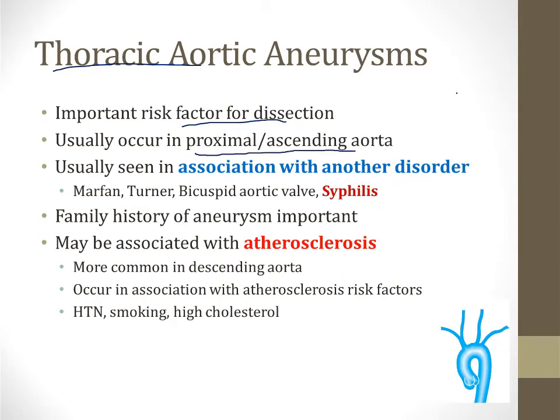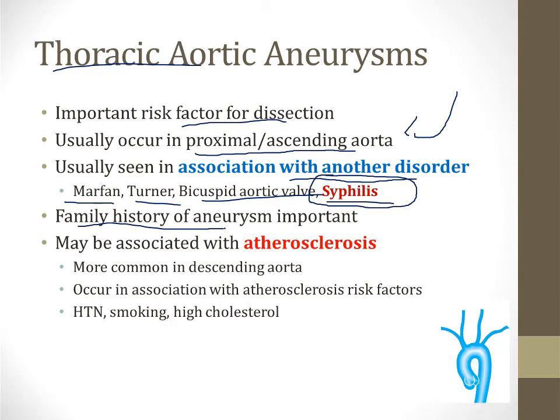Remember what I told you before, this is where the tension is highest. And usually thoracic aortic aneurysms are seen in association with some other disorders. So they're seen in patients who have Marfan syndrome, Turner syndrome, bicuspid aortic valve, or syphilis. And I've bolded syphilis because, like I told you before, decades ago this was far and away the most common cause. New and emerging data says that family history of aneurysm is very important. There are likely genetic factors that predispose to development of these aneurysms.